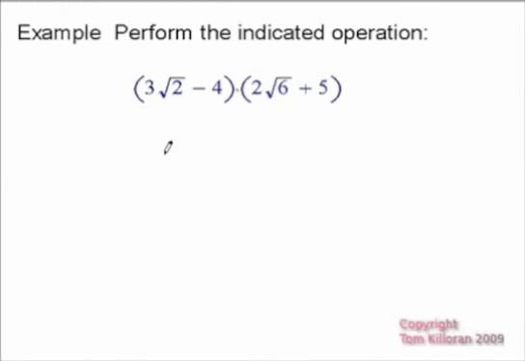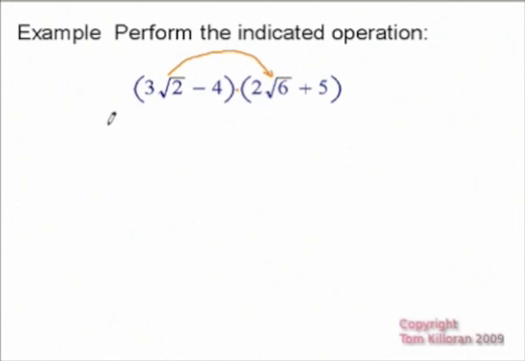An example of irrational multiplication. These are basically a binomial times a binomial. You'll be dealing with polynomials in the next section, but let's get a start on this. This is going to be distributed across, so the first thing you're going to do is multiply 3 square roots of 2 times 2 square roots of 6.